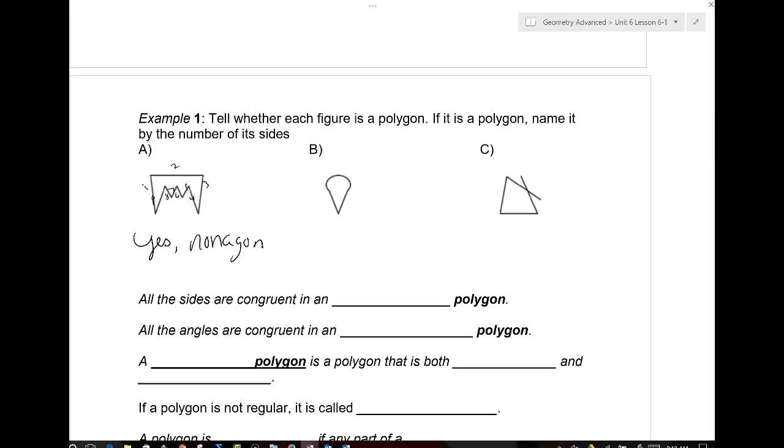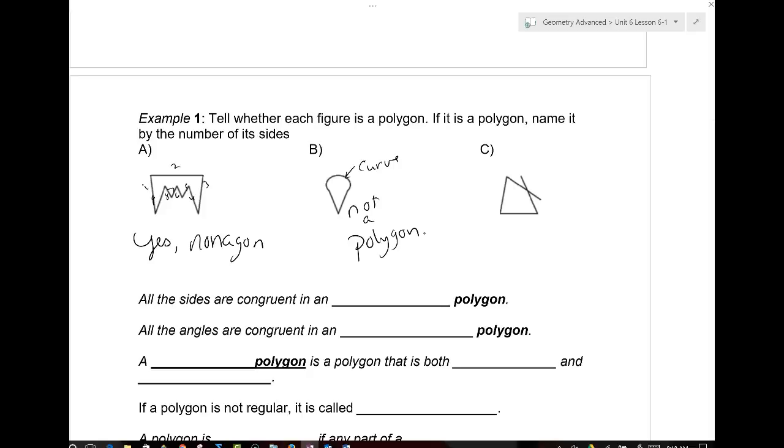But it is. All right, is B a polygon? The moment you saw that curved shape, could I use it? No, so that one's a no. Okay, you have your curve. It's not a polygon. So put a big no there. All right, how about the next one? Is that a polygon?